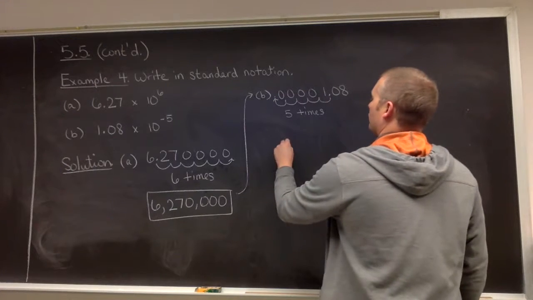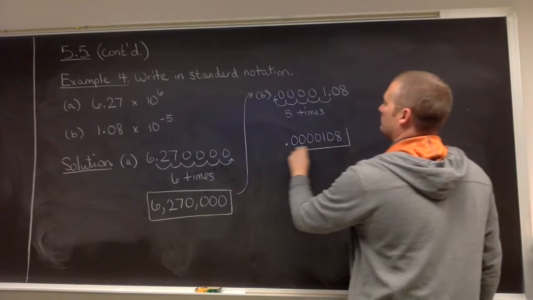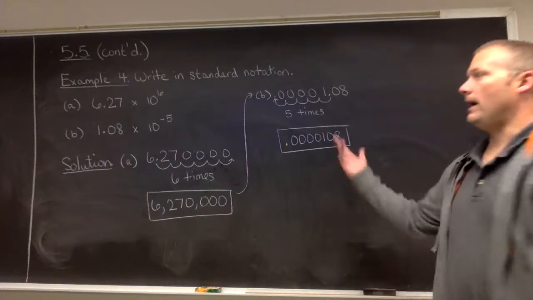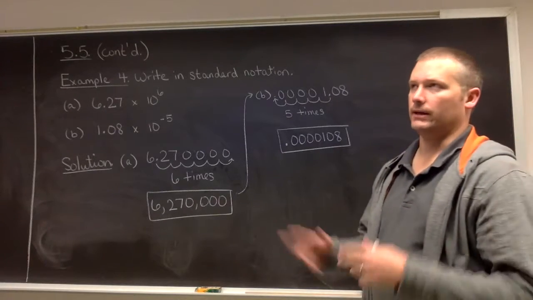So I've got 0.0000108. And now I've written 1.08 times 10 to the negative 5th in standard notation, like a regular looking number.